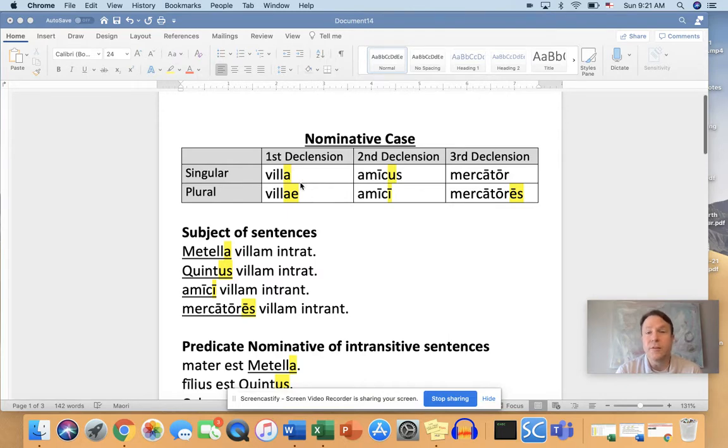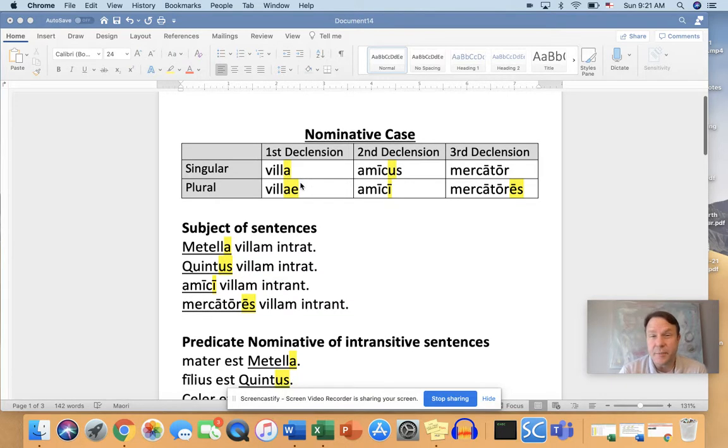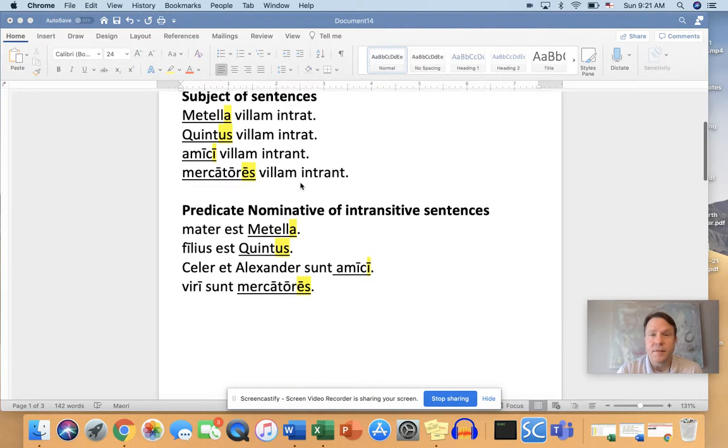All right. The other thing I want to mention, because I think probably we kind of forget about it, is that the nominative is also used when we have a sentence that uses est or sunt, the verb to be, right? So these are called intransitive sentences. There's no action. It's just that something is something or some things are something. So in my examples here, I have the mother is Metella. So we're not saying Metellam, the accusative, we're saying Metella. Okay, we're renaming mater. Same thing, filius est Quintus. We're just renaming filius. So we're going to use the nominative again.